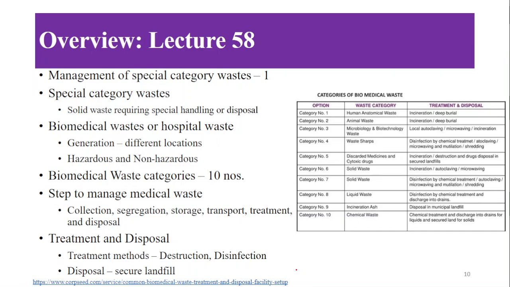Different types of biomedical waste categories were discussed, which are 10 types. So here, category number one is the human anatomical waste, and the treatment and disposal method is through incineration or deep burial. And these treatment methods will be discussed further. The animal waste is the second category, which also requires treatment through incineration or deep burial.